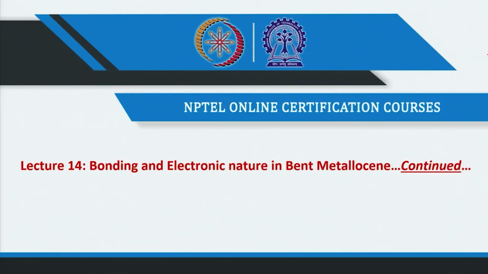Welcome once again. Let us continue our discussion as lecture 14, bonding and electronic nature in bent metallocene. In the last class, you remember we discussed what are the parameters for the bent metallocene and what are the structural variations in bent metallocene. So now we will try to understand the difference in orbitals and the electronic nature between the parallel and the bent metallocenes.